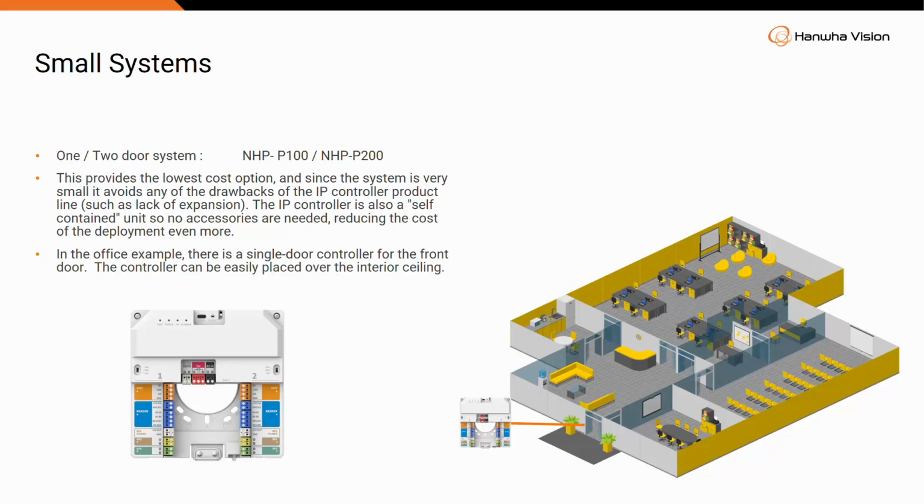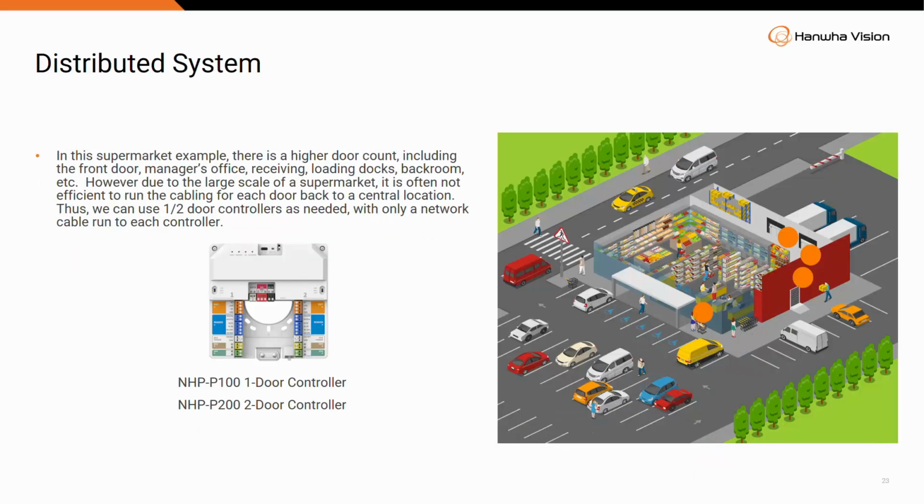Everything's right from here. I might have a distributed system where I'm making this a little bit bigger, right? 4, 5, 6, 7, 8, 9 doors, whatever. But maybe it's a very large facility like a grocery store where I don't want to run cabling all the way across the grocery store back to a central server room. That gets expensive with that cabling. It's also more difficult to troubleshoot or add things down the road.